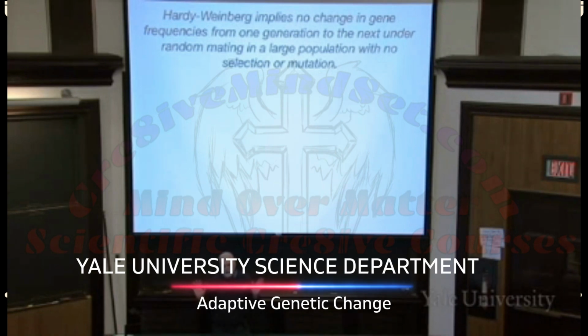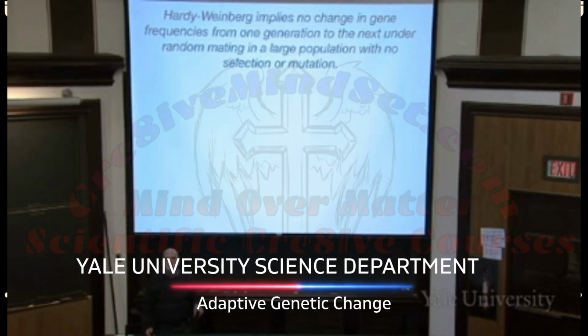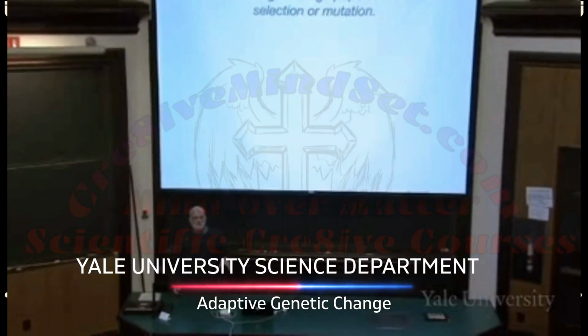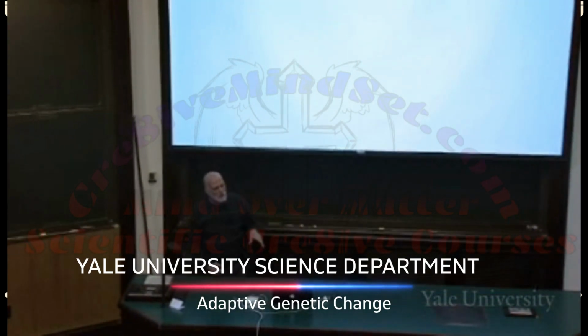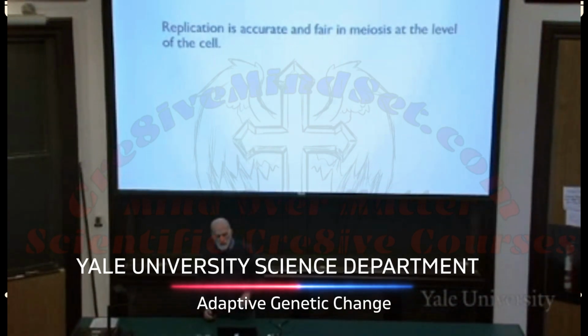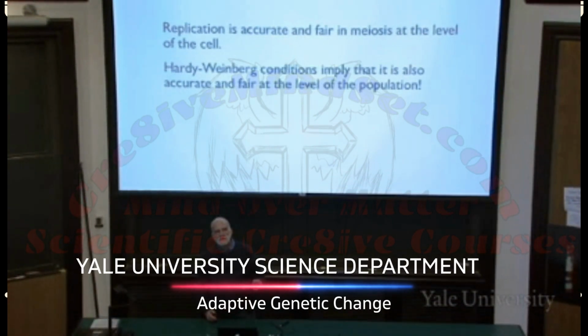Now, the important thing about the Hardy-Weinberg law is that it implies that there's no change from one generation to the next. The gene frequencies under Hardy-Weinberg don't change. That means that the information that's been accumulated on what works in the population doesn't change for random reasons. If it's going to change, it's going to change because that big population is going to come under selection. Okay? That means that replication is accurate and fair at the level of the population, just as it is at the level of the cell.